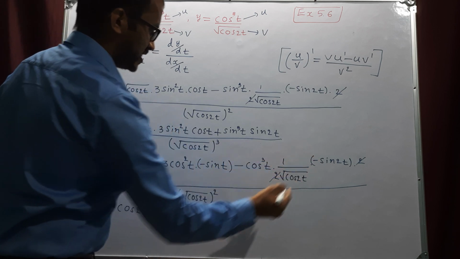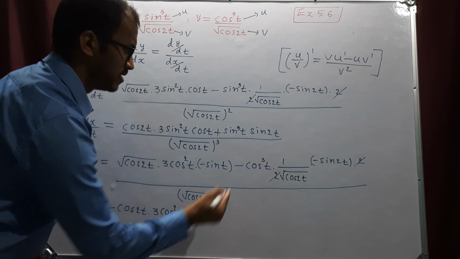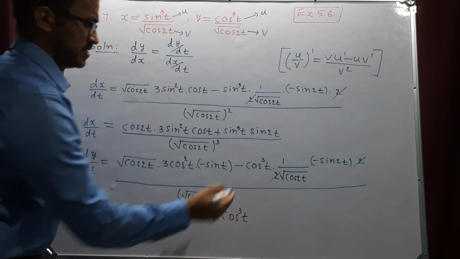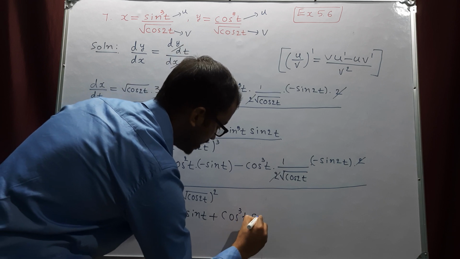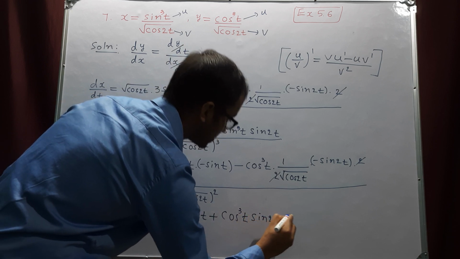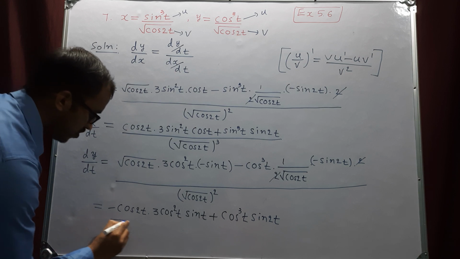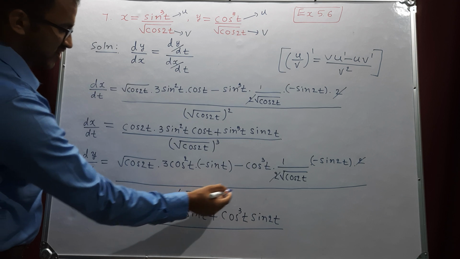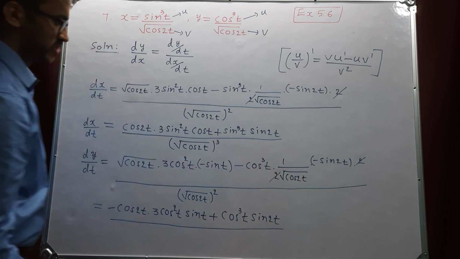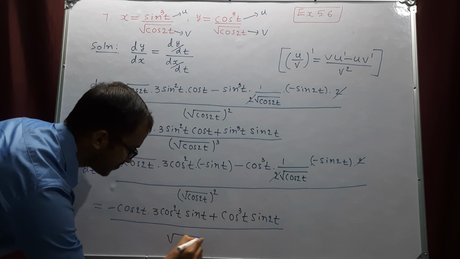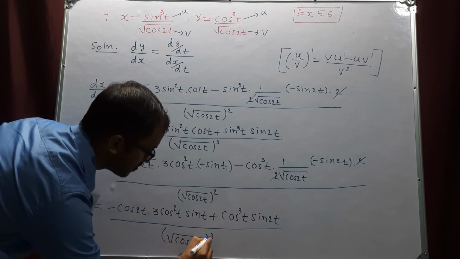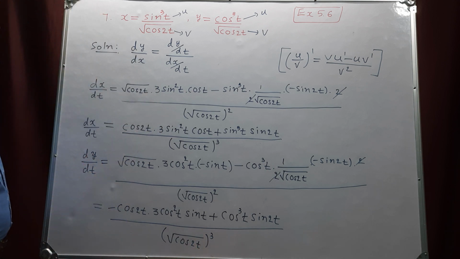Here minus into minus plus cos cube t into sin 2t, whole divided by, so root of cos 2t whole square into root of cos 2t, that is root of cos 2t whole cube. So this is the value of dy by dt. This is the value of dx by dt.